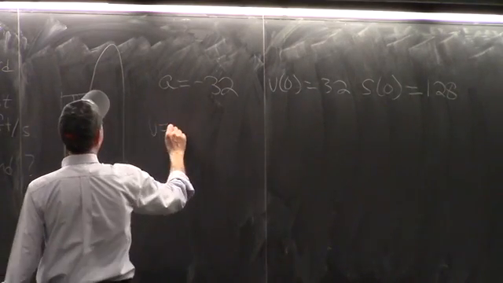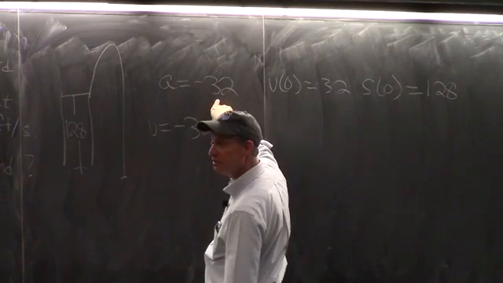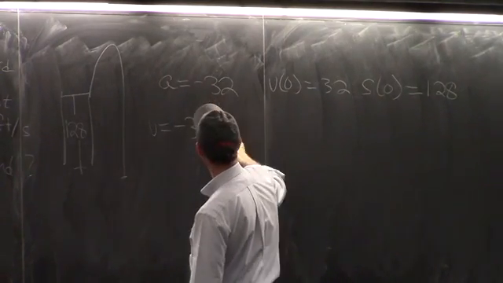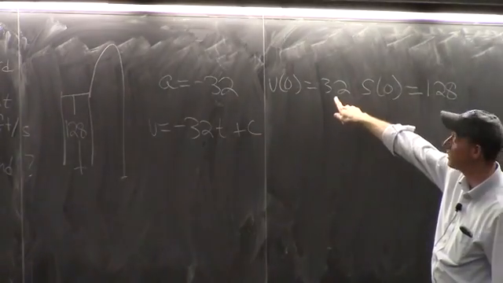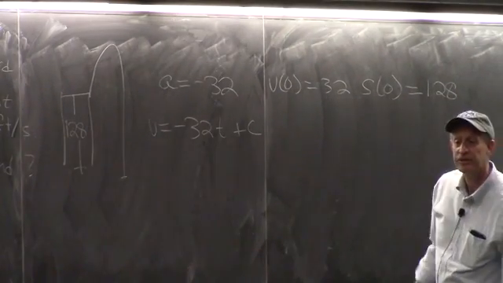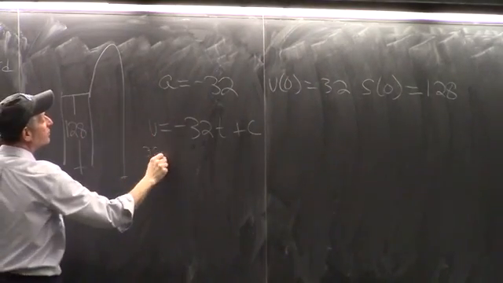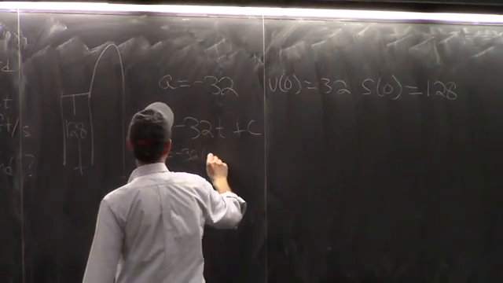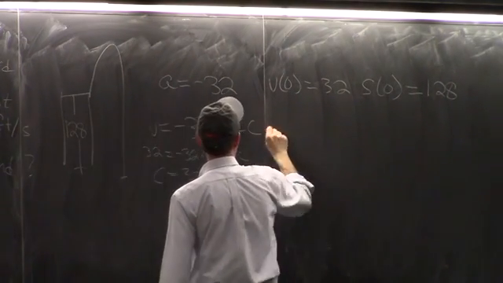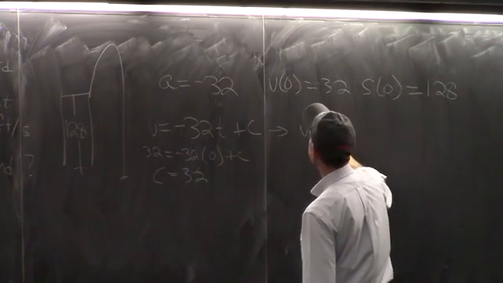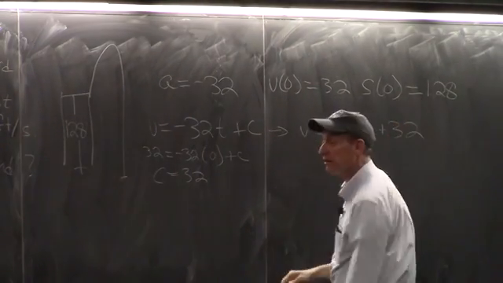Alright, so the velocity is negative 32t, because the derivative of 32t is 32. So negative 32t is negative 32, plus a constant. That constant is going to turn out to be 32. Okay? Because when I plug in 0, I get 32 is negative 32 times 0 plus c. So c is 32. So the velocity is now negative 32t plus 32.